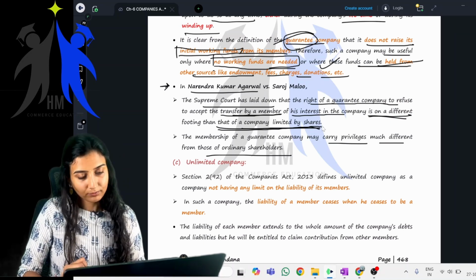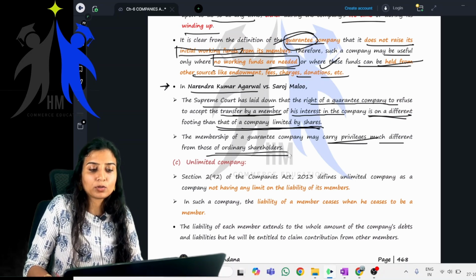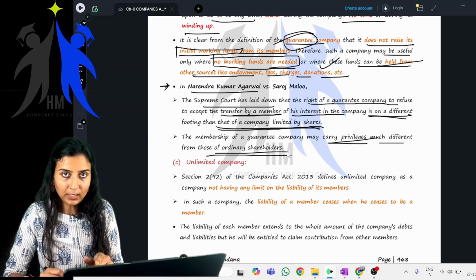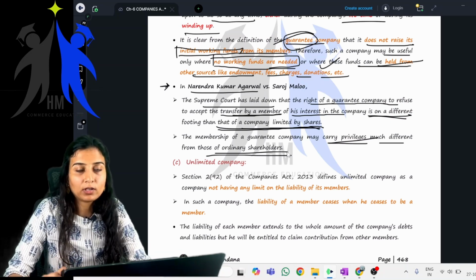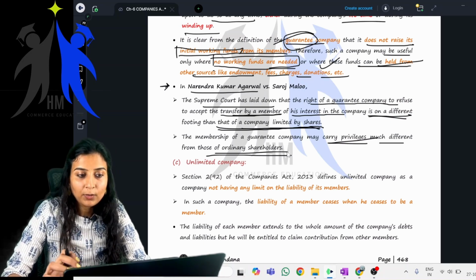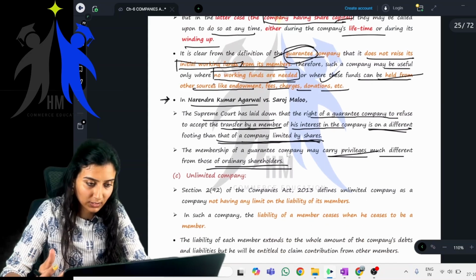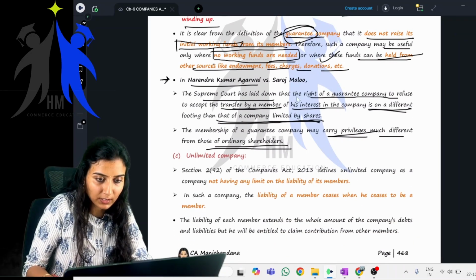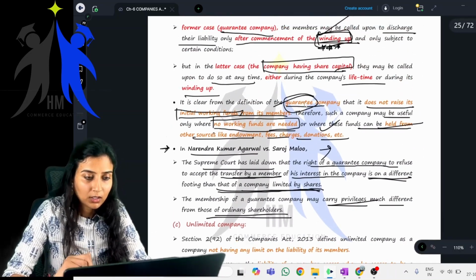Yes, getting it, the membership of a guarantee company may carry privileges much different from those of the ordinary shareholder. So if you are a member of the guarantee company, your privileges are much different than that of the normal shareholders or members of the company limited by shares. So there are certain differences which they are trying to tell you, but it is not of that importance. Okay, fine. But just for your information, I've told you what happened in this particular case. Okay, good. Good to go.